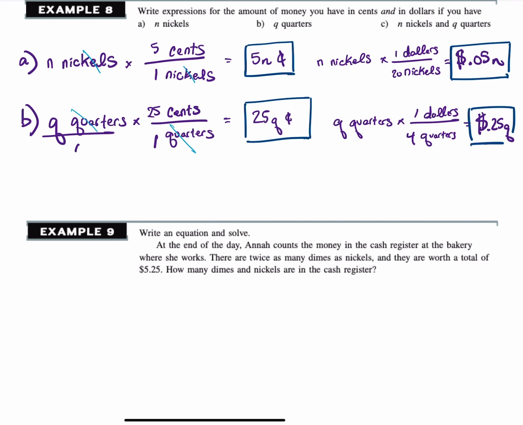And then in C, it wants us to add them together. We have N nickels and Q quarters. So let's just add these results together for our answer. So we would have 5N plus 25Q. And this would give us our value in cents. Or we could say 0.05N plus 0.25Q, number of quarters we have, and this would give us our value in dollars.